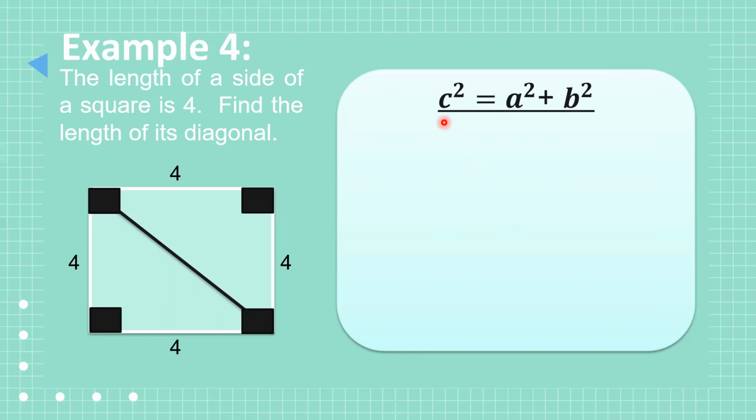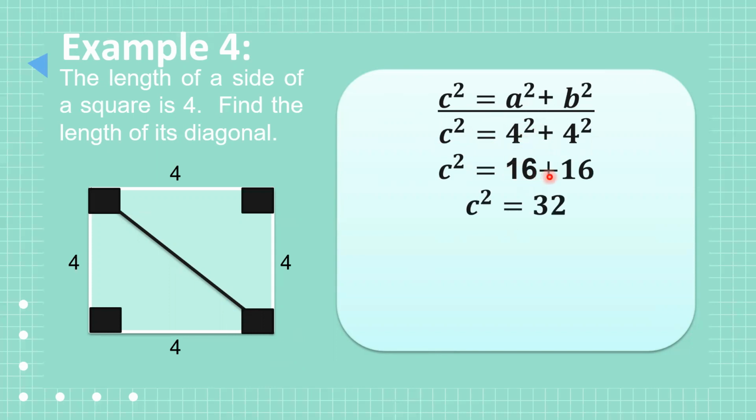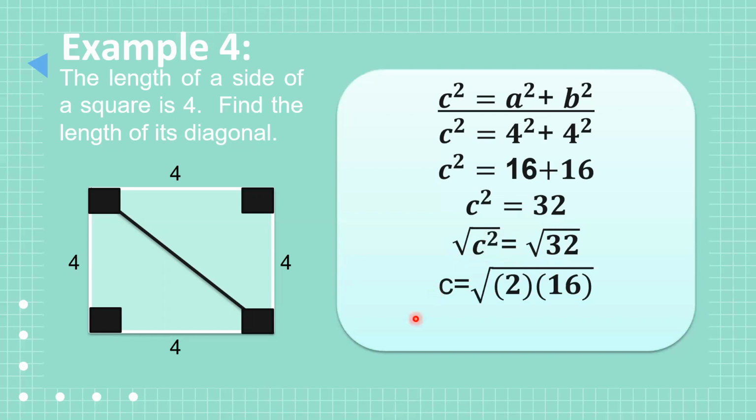So again, we have C squared is equal to A squared plus B squared. Let's substitute the given. We'll have C squared is equal to 4 squared plus 4 squared. 4 squared is equal to 16. That's why we'll have 16 plus 16. Let's simplify. 16 plus 16 is equal to 32. That's why we'll have C squared is equal to 32. Let's get the square root of both sides. The square root of C squared is equal to the square root of 32. The square root of C squared is C.